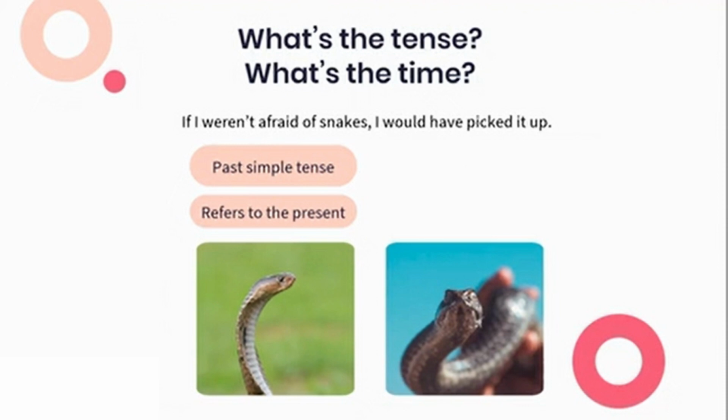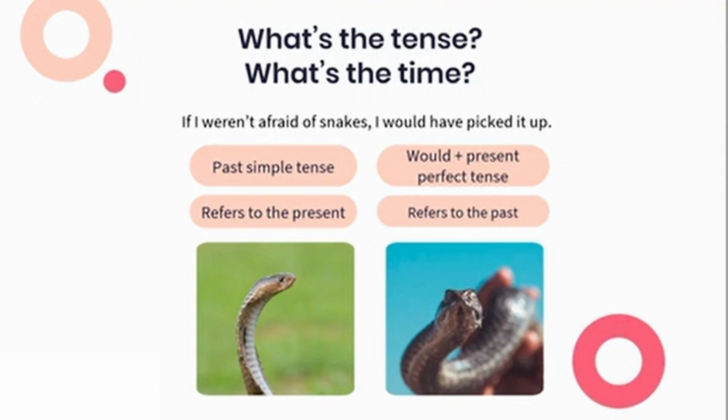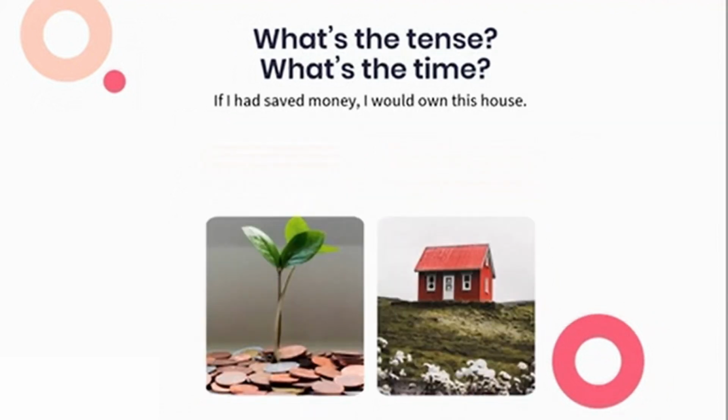Now let's look at the result. I would have picked it up. What's the tense? It's would plus the present perfect tense. And to what time does it refer? It refers to the past. The opportunity to pick up a snake has already happened. Again, let's look at the tenses and times in this sentence.